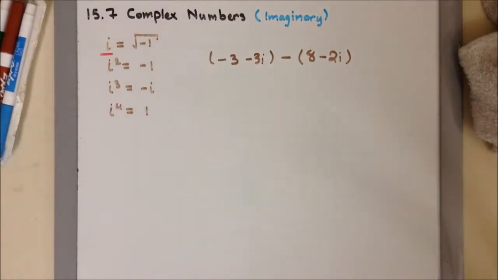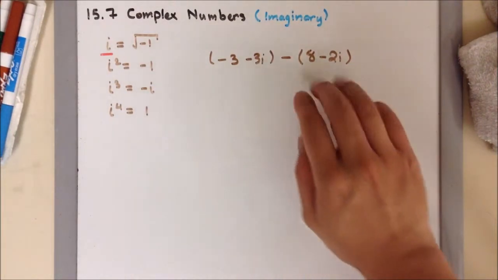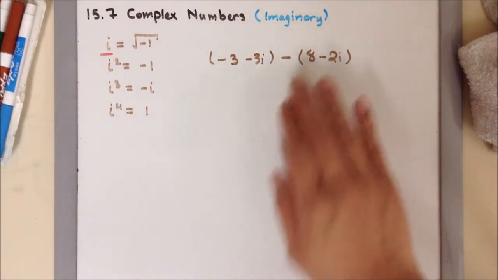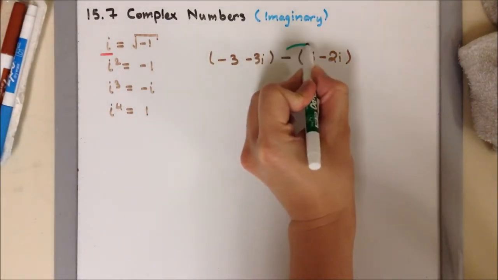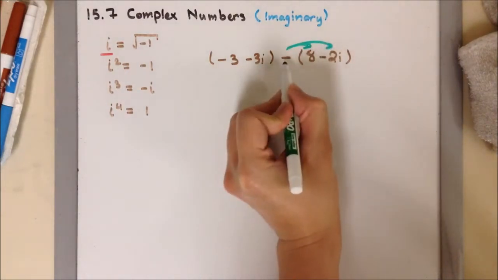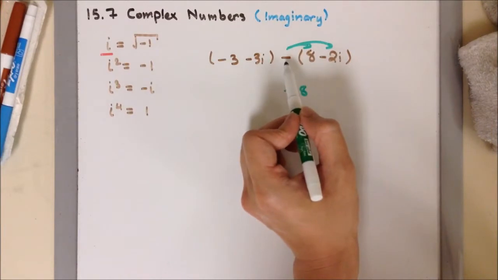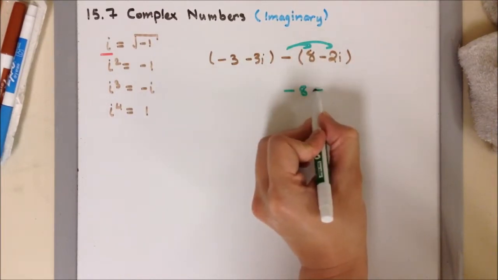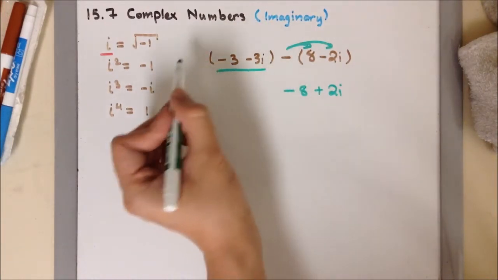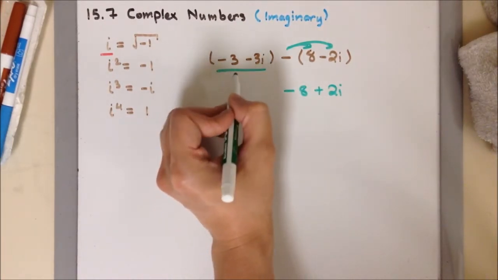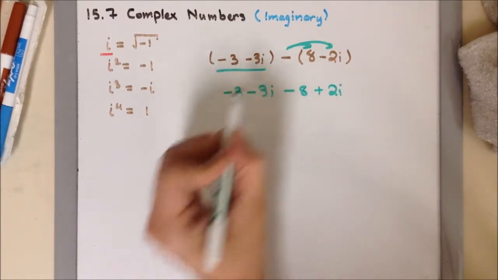In this next example, our first set, we have negative 3 minus 3i, minus in the middle, and then the second set, 8 minus 2i. So first, I'm going to distribute my minus. So minus to the positive 8 will be minus 8 or negative 8. And then minus to the negative 2i will become plus 2i or positive 2i. In the first set, there's none I could distribute, so I'm going to bring down the inside. So negative 3 minus 3i.